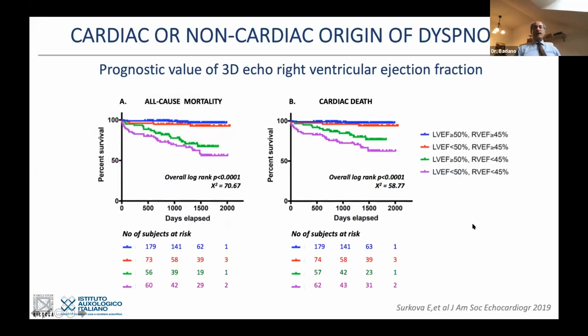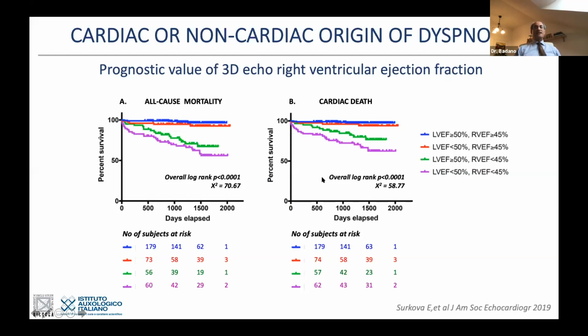Also, looking at the relative importance of the function of the left ventricle and the right ventricle, this is again Elena Surkova who made an interesting observation. She was interested to see if it is really so important also to assess the right ventricle. So she divided the patients into 4 groups. The first one where both the left and the right ventricular function were normal. A second group where the left ventricular function was reduced, but the right ventricular function was preserved. A third group where the left ventricular function was preserved, but the right ventricular function was reduced. And finally, the last group where both ventricles were dysfunctioning.